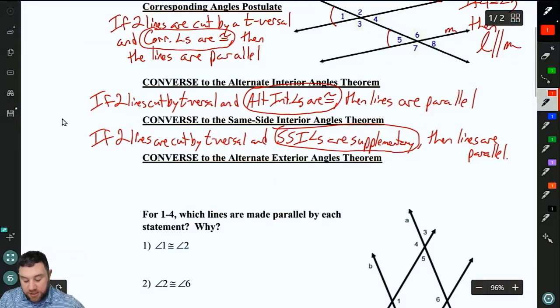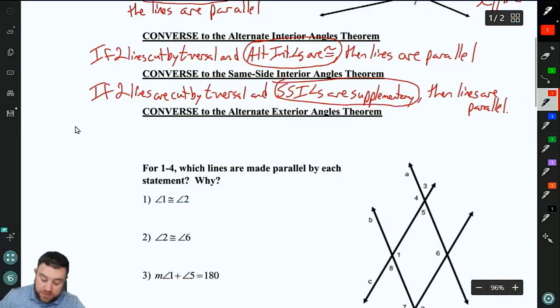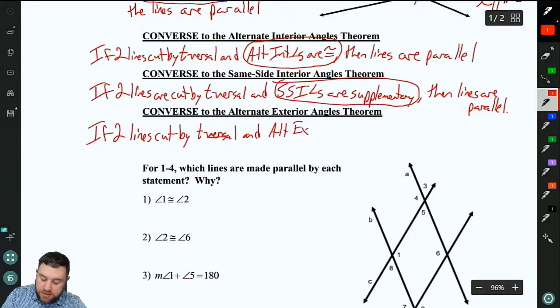And then our last one, the converse to the alternate exterior angles theorem, is the same thing, but alternate exterior angles are congruent. So two lines cut by a transversal and alternate exterior angles are congruent, then the lines are parallel.